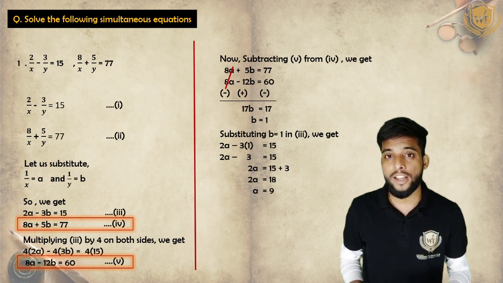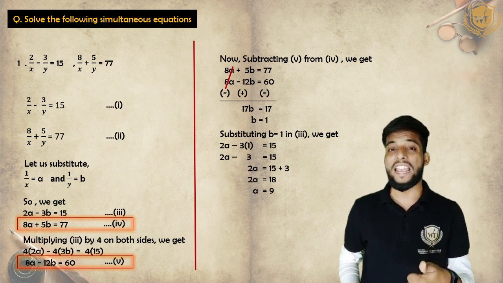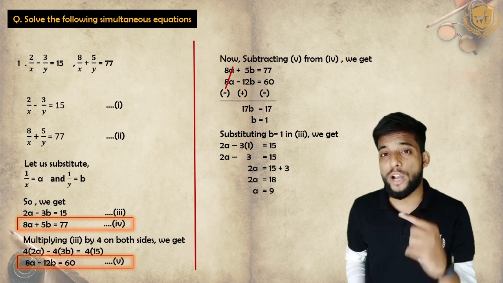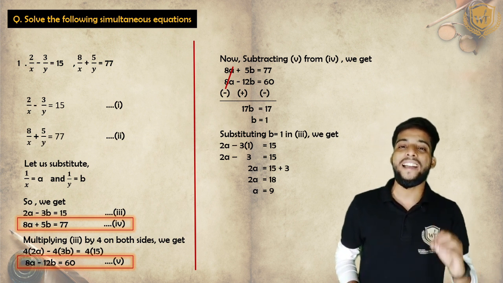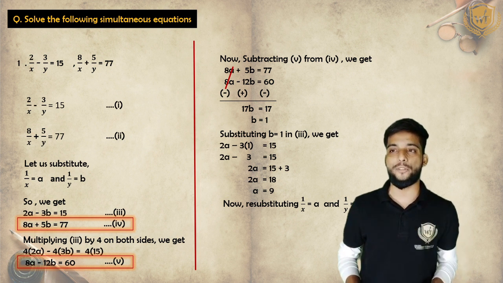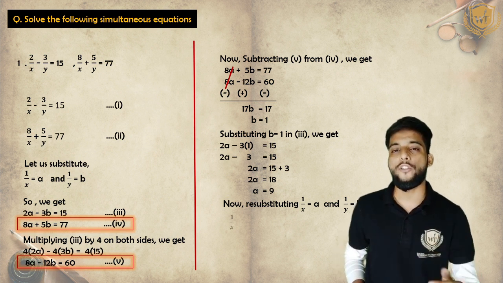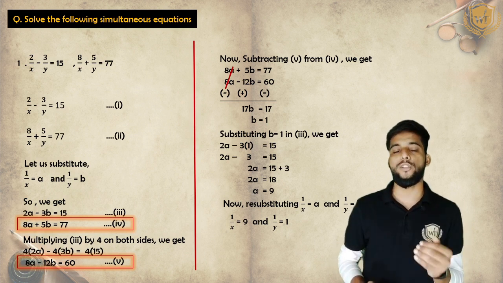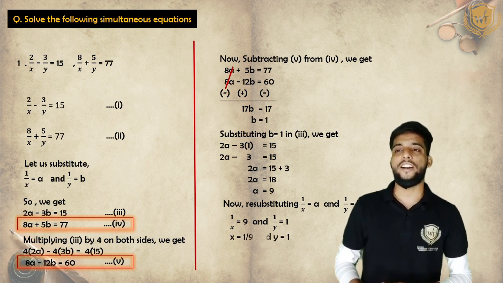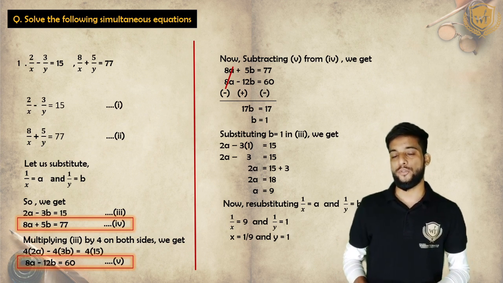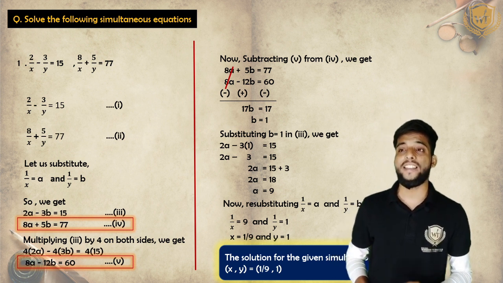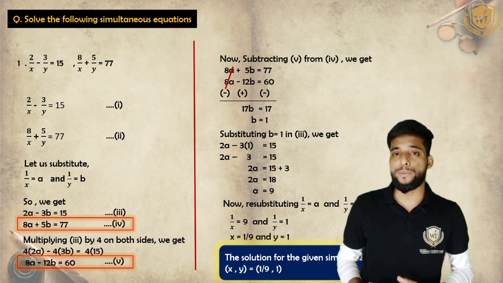Is the sum complete, students? No. Very good, students, because we have got the values of a and b, but the question was in the variables x and y. So we'll have to convert this a and b into x and y by resubstitution. Resubstituting a and b as 1 by x and 1 by y, we get a equals to 9, so 1 by x equals to 9, and b equals to 1, so 1 by y equals to 1. We can easily take the reciprocal or cross multiply and get the value of x as 1 by 9 and the value of y will be 1. So write down the final statement. The solution for the given simultaneous equations is x comma y equals to 1 by 9 comma 1. I hope the sum is clear, students.